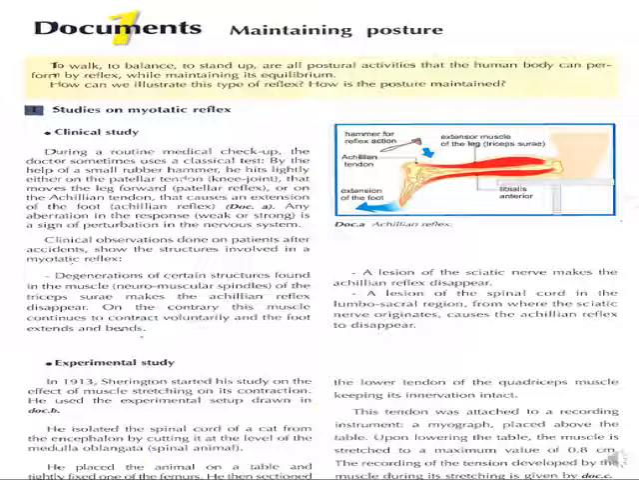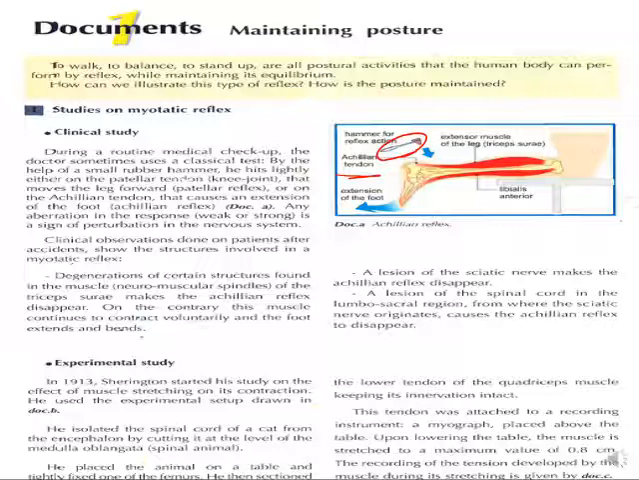During a routine medical checkup, the doctor sometimes uses a classical test with the help of a small rubber hammer. This is the small rubber hammer shown here. He hits lightly either on the patellar tendon, at the knee joint, which moves the leg forward by the patellar reflex, or on the Achillean tendon. This is the Achillean tendon. It causes an extension of the foot, which is called the Achillean reflex.